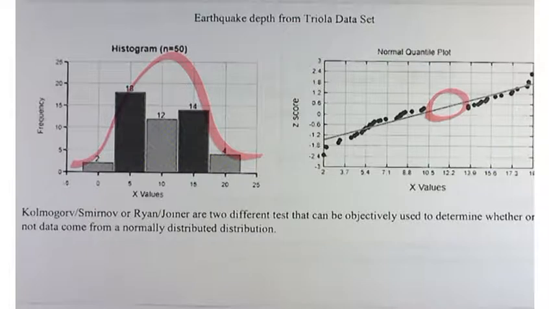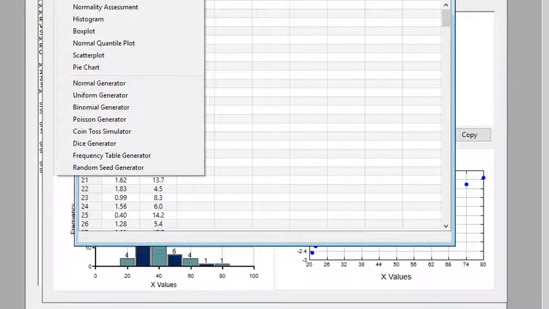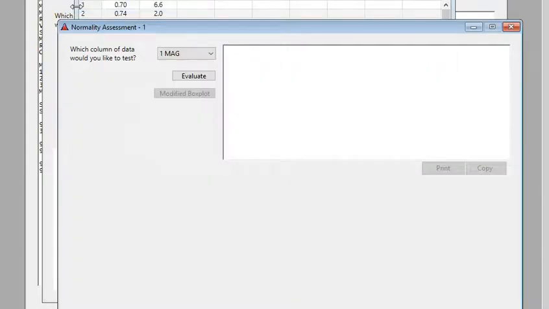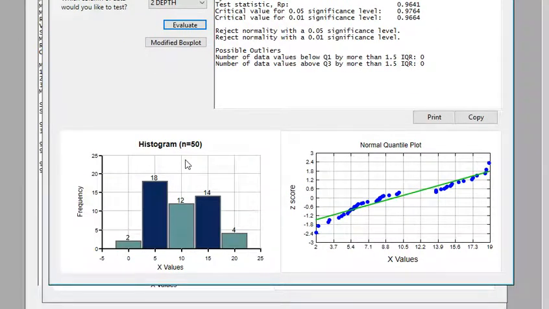Now again, you can test these things in StatDisk, so it's kind of convenient. Let's go to Data, Normality Assessment, and I'm trying to remember if this was the magnitudes or I think it's depth. So if we evaluate it here, you see the output that we have on our handouts, and it's telling us to reject the normality at a 5% significance level and at a 1% significance level. We'll talk a little bit about what these mean in the next section.